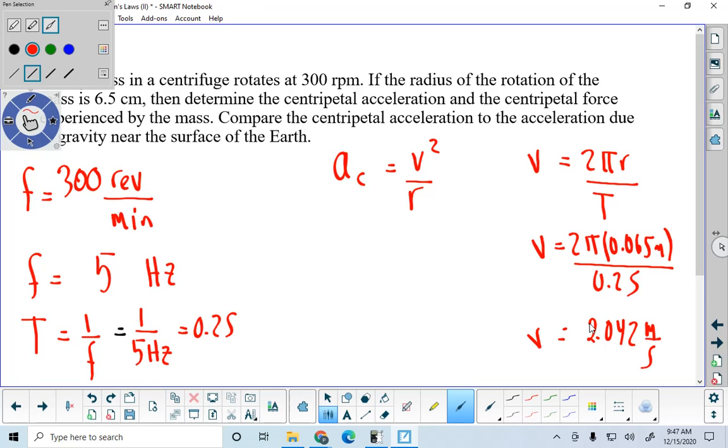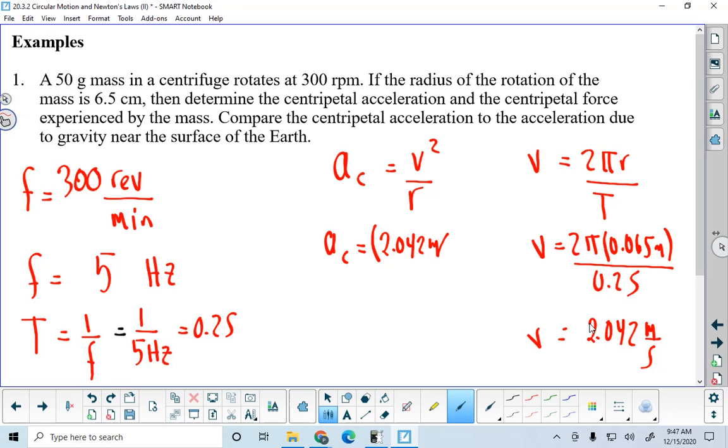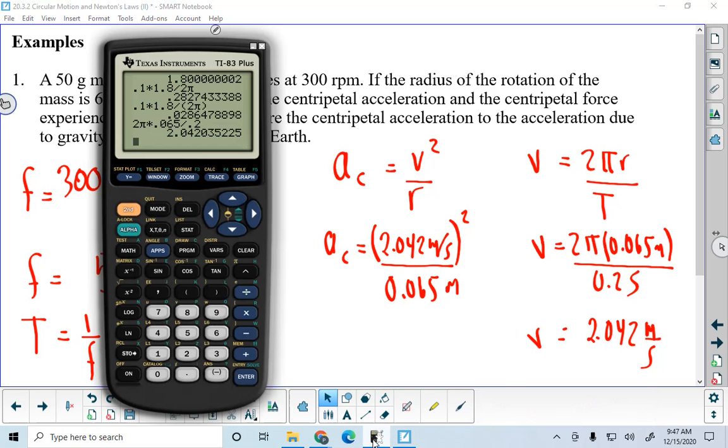And now I can go over here and take the speed, which is 2.042 meters per second, squared divided by the radius, which is 0.065 meters. And this is going to give me the centripetal acceleration. So I square that divided by the radius, 64 meters per second squared.